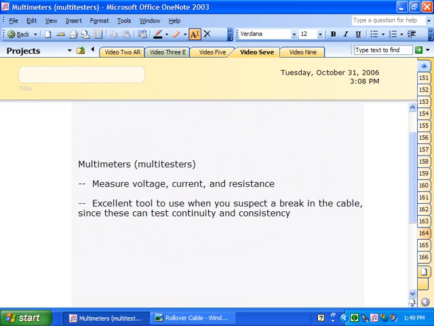Multimeters are also called multi-testers. And what these do, they measure the electrical voltage, current, and resistance going through a cable. Now this is an excellent tool to use when you suspect there's a break in the cable, because a multimeter is one way to test a cable's continuity and consistency.